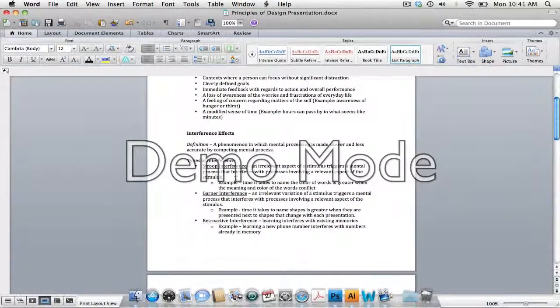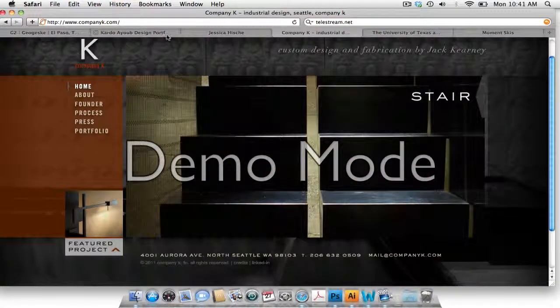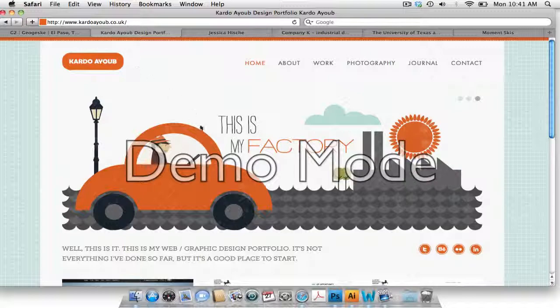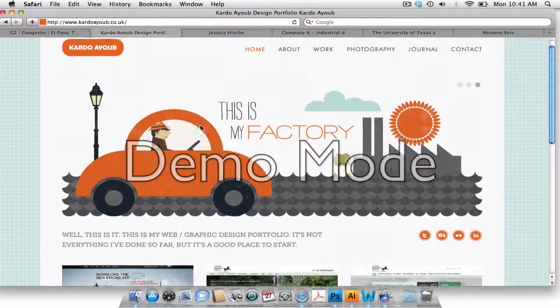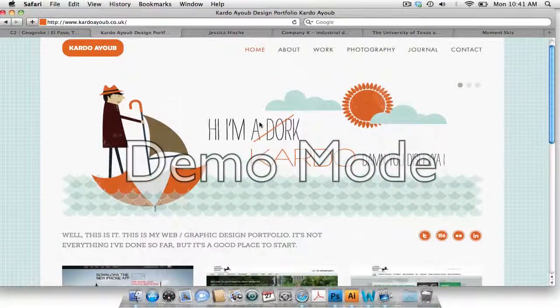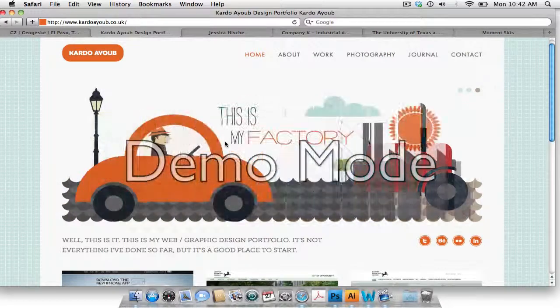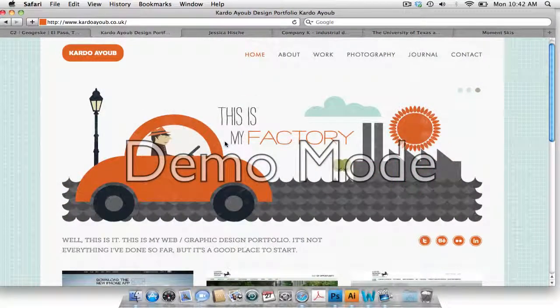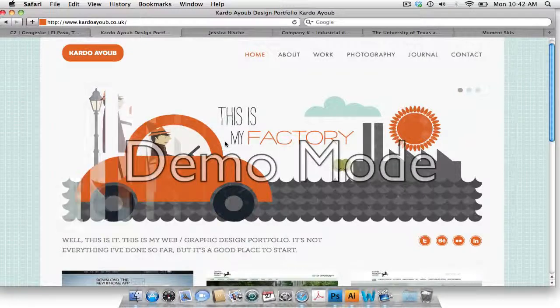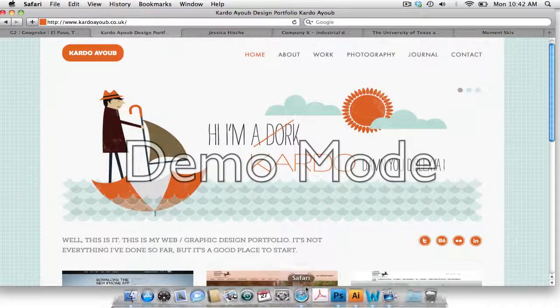It was a little difficult for me to find a website that conveys this principle, but I chose this one because you don't really know that he's a graphic designer from the little banner up here. You kind of think he's a farmer, you know. And a lot of designers, I think, use interference effects purposely to make their designs not so literal, I guess. But at times they can interfere with how you perceive things.